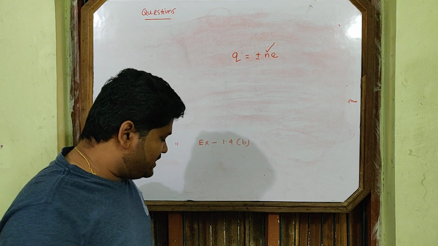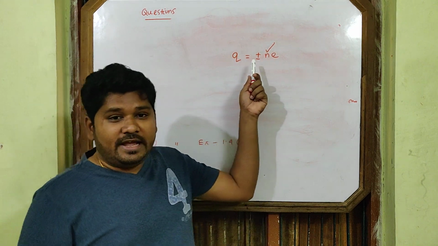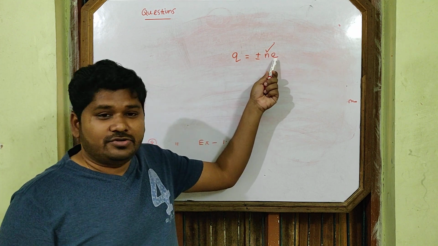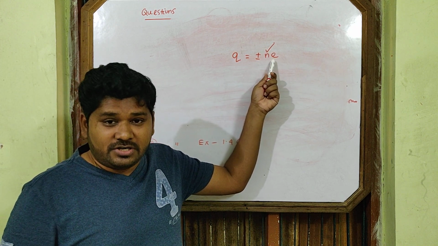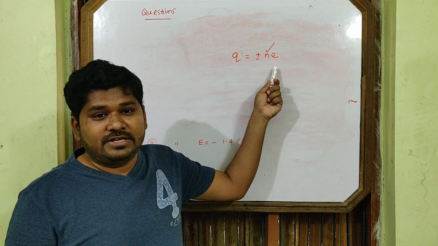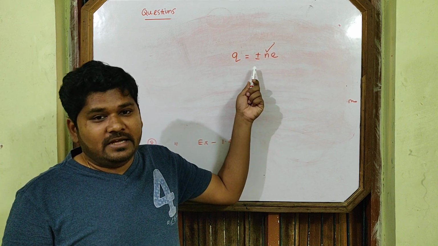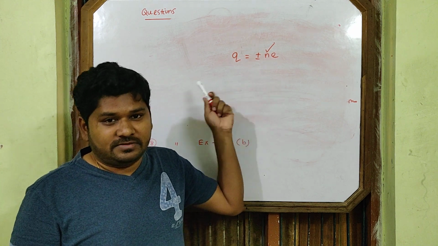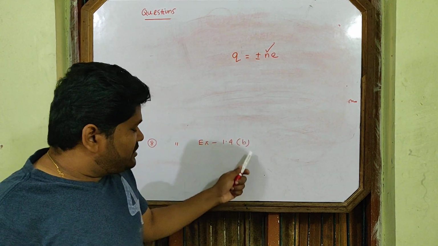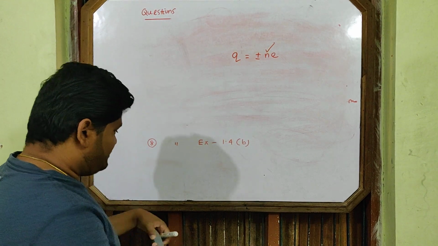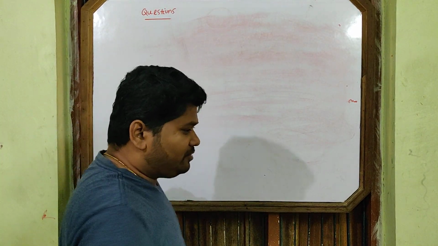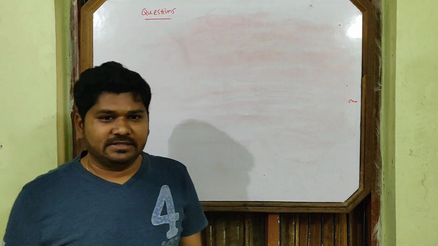You can write the answer there: when N is very large in comparison to the magnitude of the charge of an electron, then the quantization nature is neglected. There is no meaning of quantization of charge; it is taken as continuous. Okay, so this is about example 1.4b, and I'll discuss two more questions from method of charging.